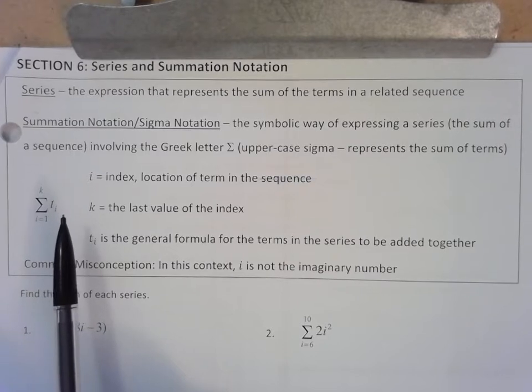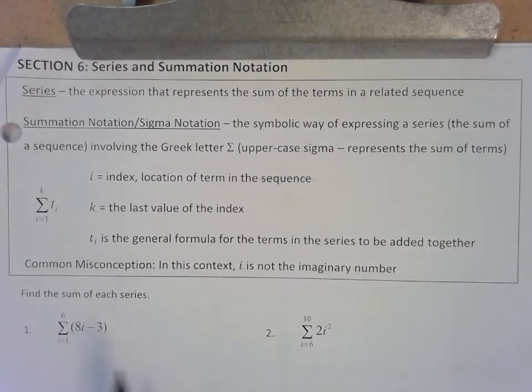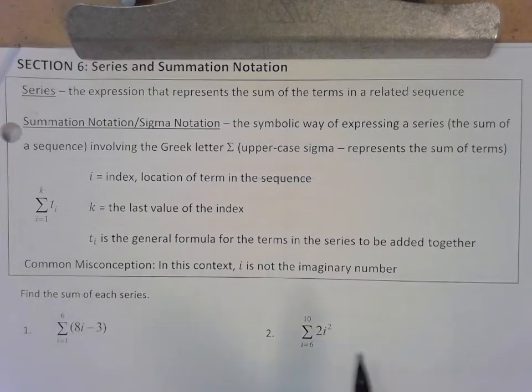You have to the right of the Greek letter sigma a formula. At the bottom, in our two visible examples, the formula I would use to generate the terms in the sequence that I'm going to add together in my series fits the pattern something like 8 times the value of i minus 3. This value of i is not the imaginary unit, the square root of -1. It's just a different variable that we use when we talk about series. Down here, the formula is 2 times i squared.